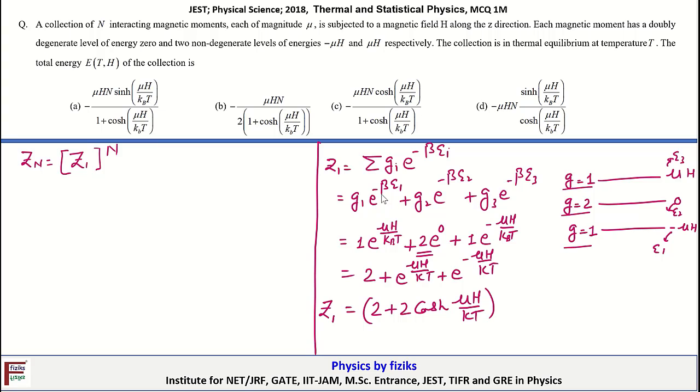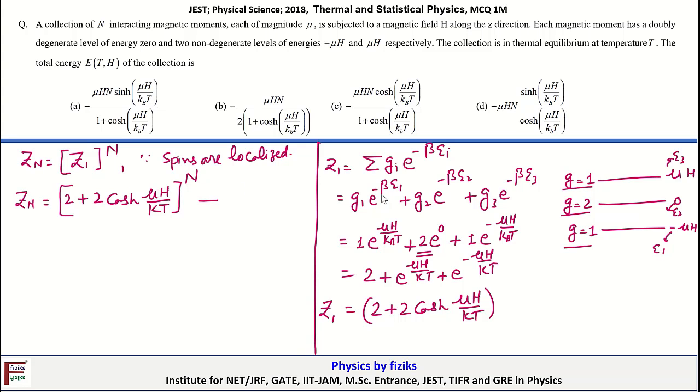So I can write this because we can treat the spins to be distinguishable, in a sense that they are fixed or they are localized. Okay, because spins are localized, that means the n spins partition function is equal to 2 plus 2 cos hyperbolic mu h by kt, power n, that is the n spins partition function.